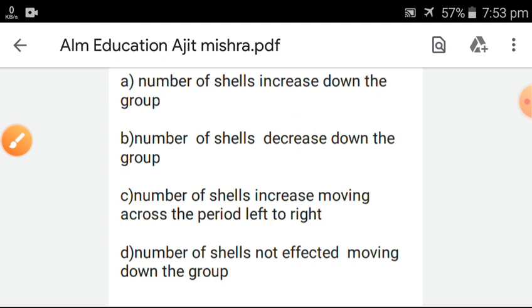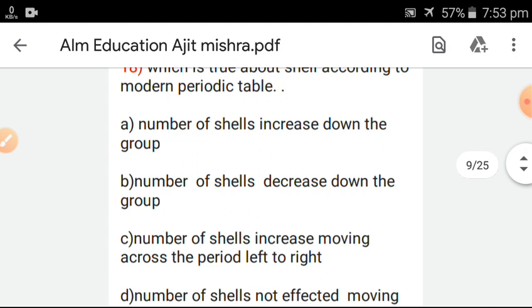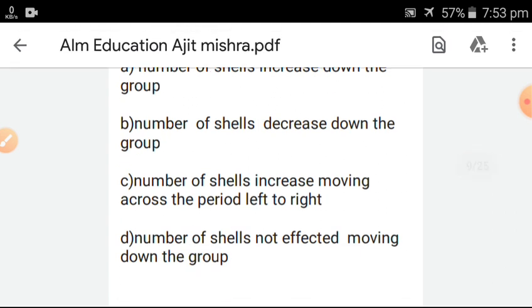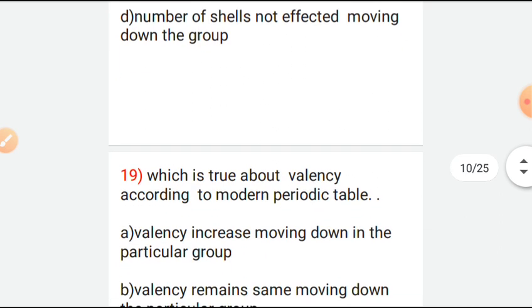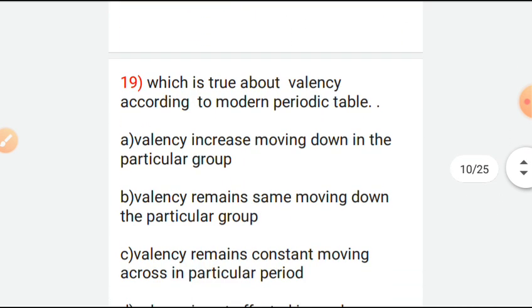A shell is a definite circular path around which the electron revolves. Next question. Which is true about the valency?